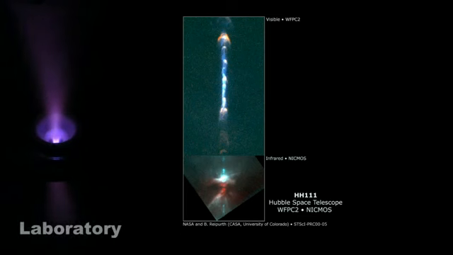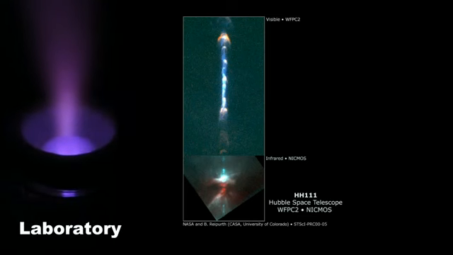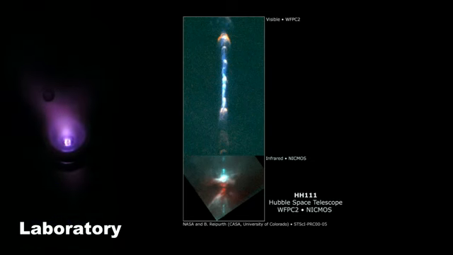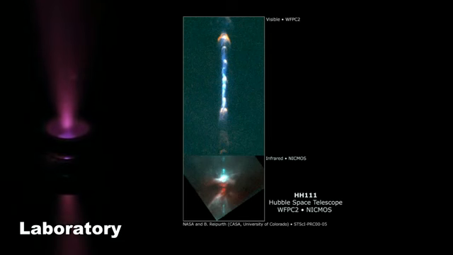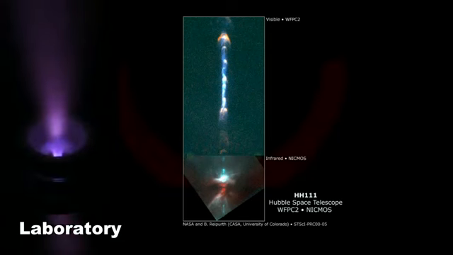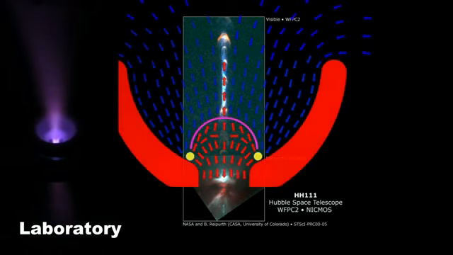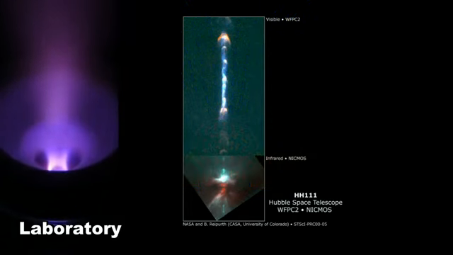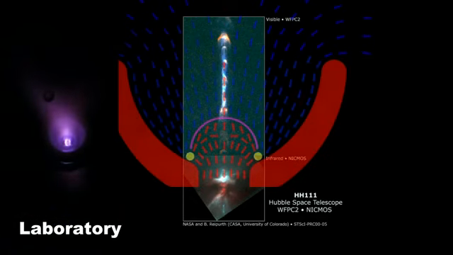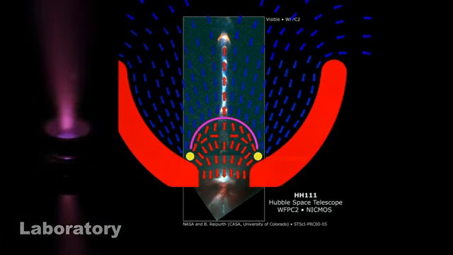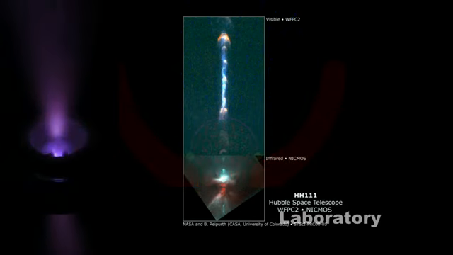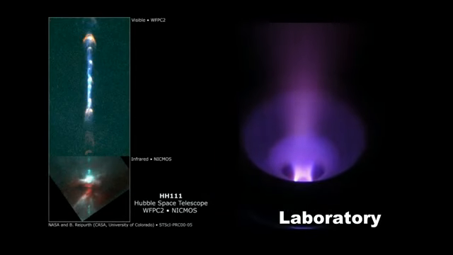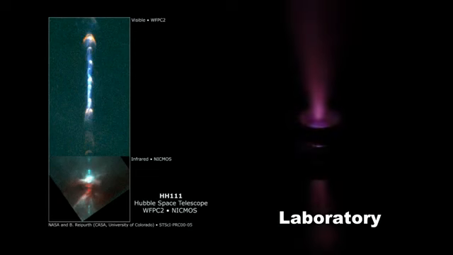In the ejection jet of HH111, we can see very definite pulses in the matter ejected. By comparing the jet of HH111 with a jet that is externally electrically driven in the vacuum chamber, we see that they have dramatically different structures.